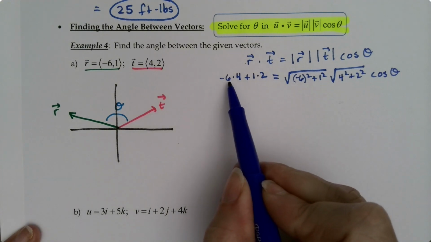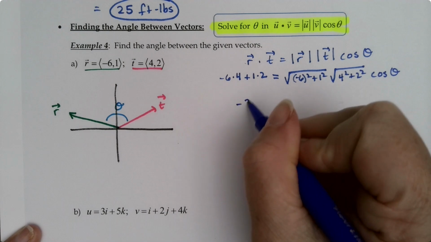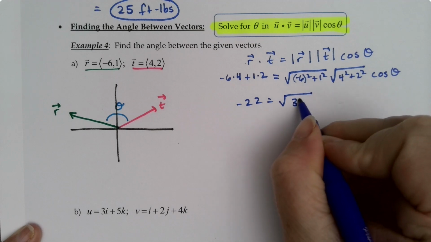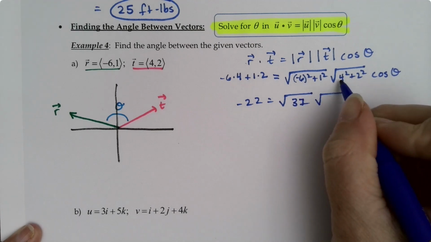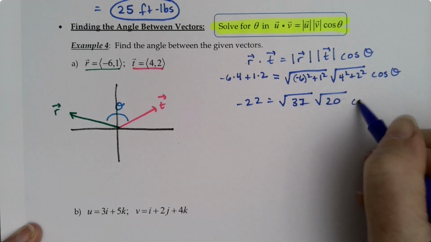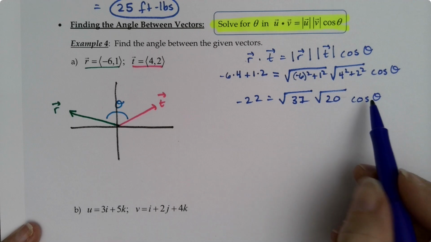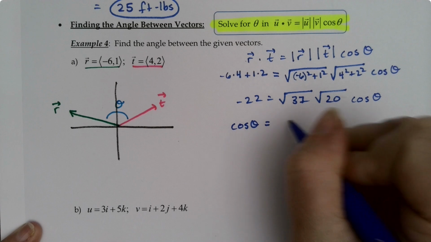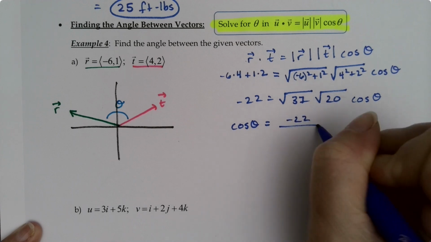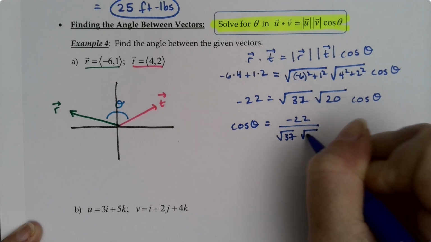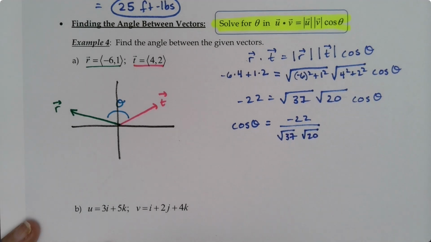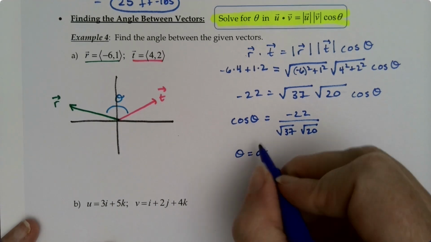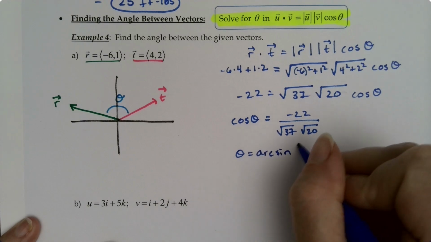All right, this is -24 plus 2, so that's -22. This is the square root of 37. This is the square root of 20. All right, so the cosine of my angle is equal to negative 22 divided by the square root of 37 and the square root of 20 multiplied. So theta, more or less, is the arc sine of that angle.